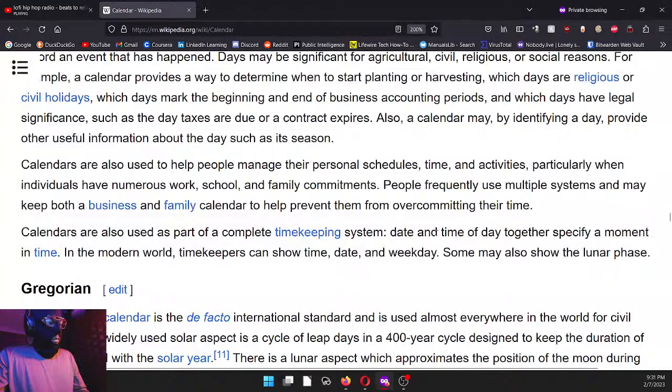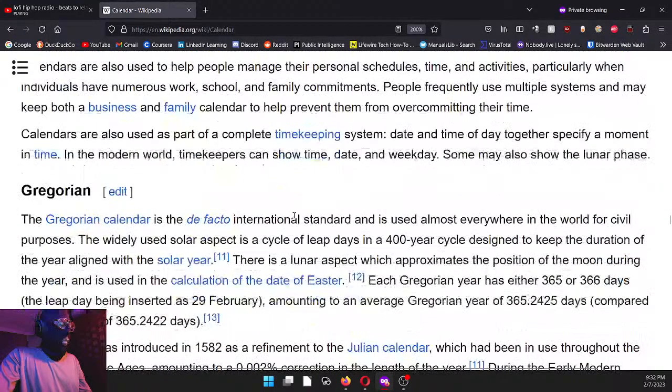So, yeah, calendars are also used to help people manage their personal schedules, times, and activities, particularly when individuals have numerous work, school, and family commitments. Multiple systems, people both use business and family, along with the overcommitment of time. Timekeeping system, date, time. In the modern world, timekeepers can show time, date, and weekday. Some may also show the lunar phase. So, there's a lot of reasons why people use calendars and to keep track of things.